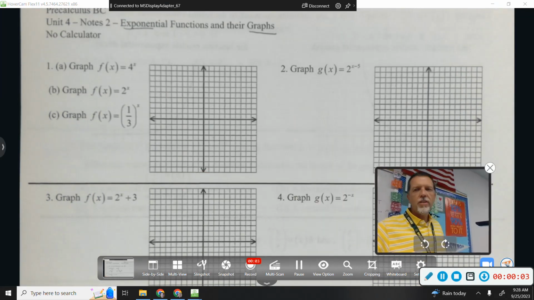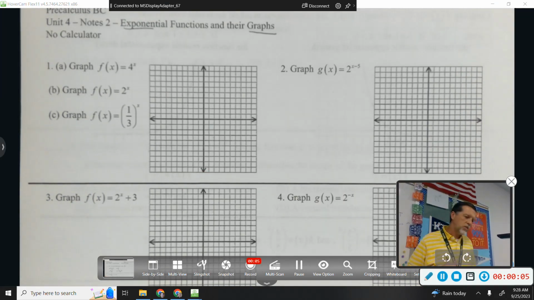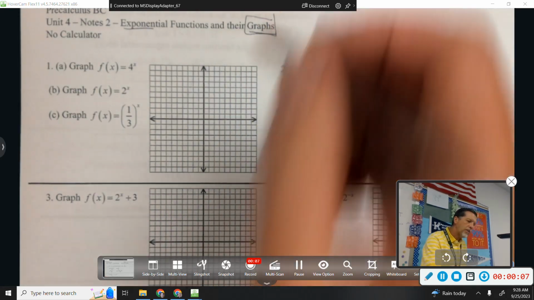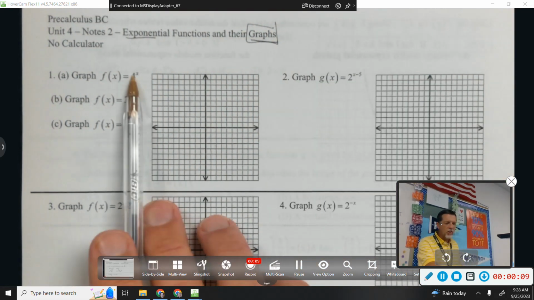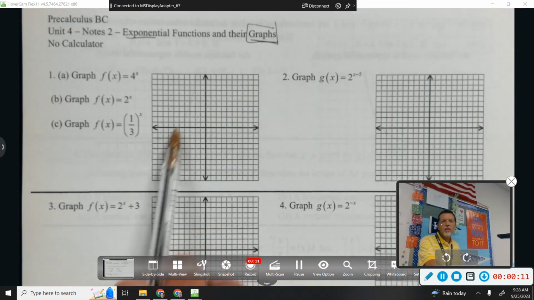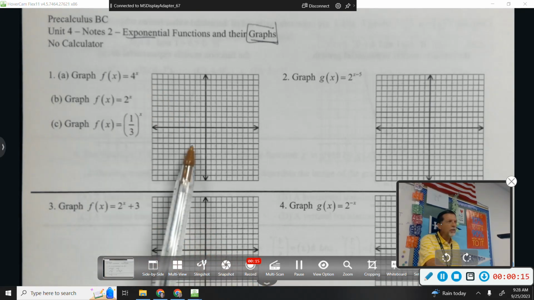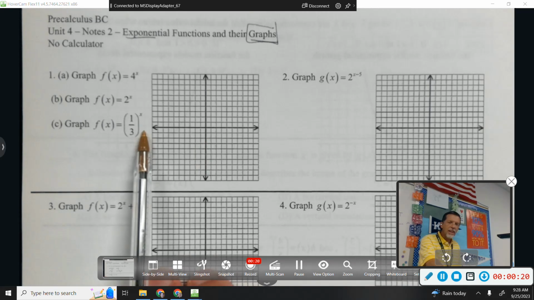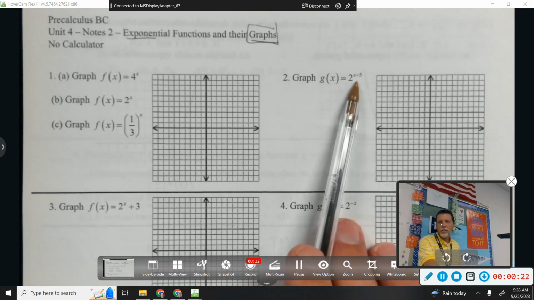So day 2 of Unit 4 notes, graphing. And this first one, these are all sort of like parent functions. So we're going to just old school table of values these and see what they look like. Once we know what things look like, then we can start applying our transformation rules.